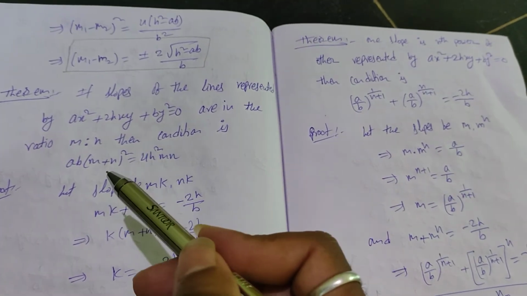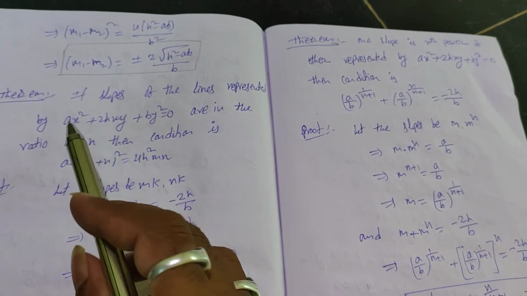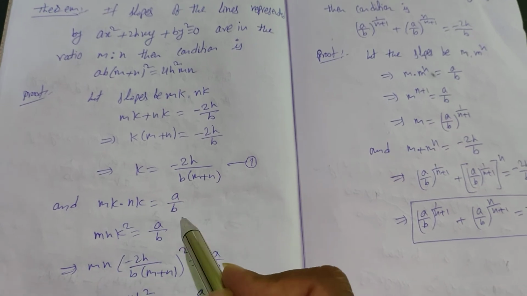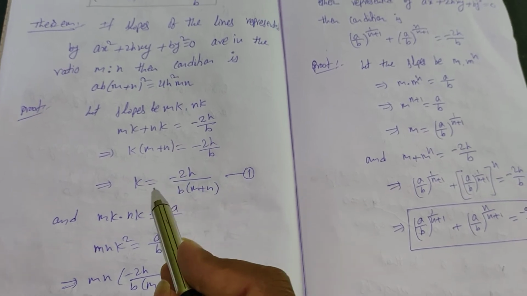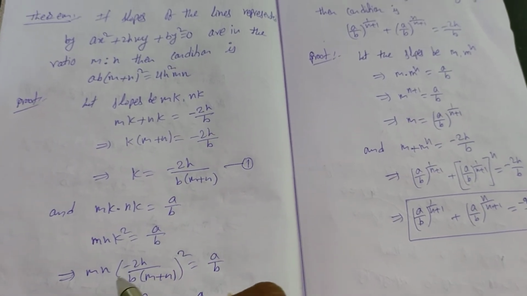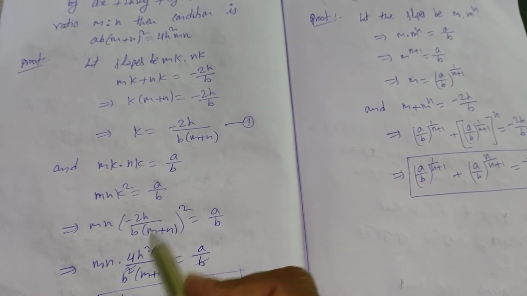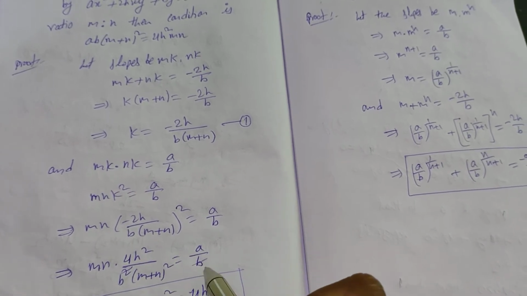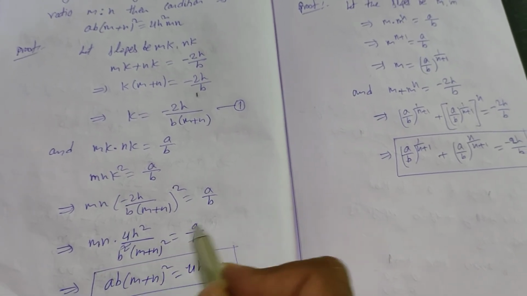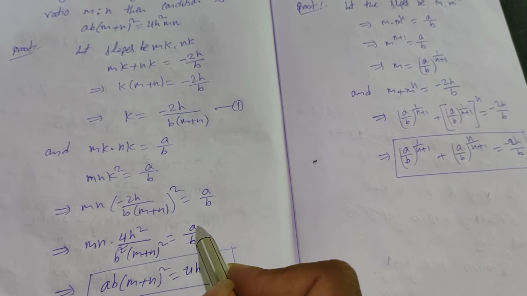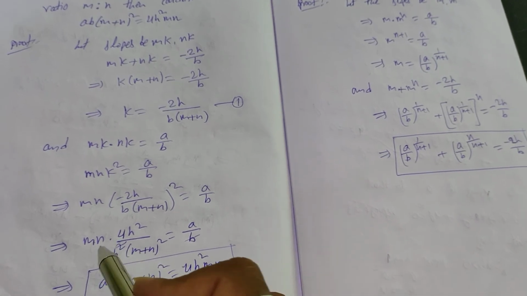Next use the other one to get this condition, the product of the slopes, that means mk into nk. The product of the slopes is nothing but a by b. So mk into nk is equal to a by b, so mn into k square is equal to a by b. In this k, substitute k is equal to minus 2h by b of (m plus n). So mn of (minus 2h by b of (m plus n)) whole square is equal to a by b. That means mn into minus 2h whole square, that is 4h square by b square into (m plus n) whole square, is equal to a by b. This b in this b square, b times going, so we have one more b. So this b transposes to here and (m plus n) whole square also transposes to here. We have ab of (m plus n) whole square, first I am writing, is equal to, left over here, mn into 4h square.